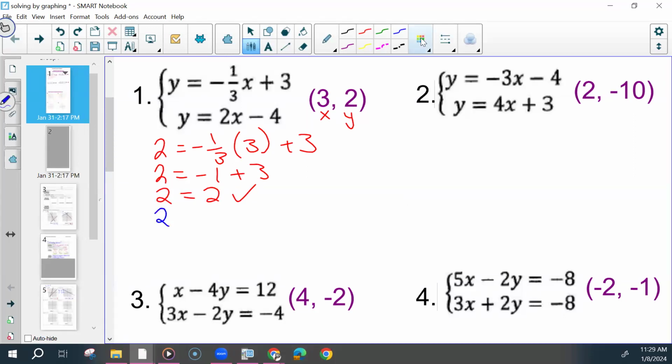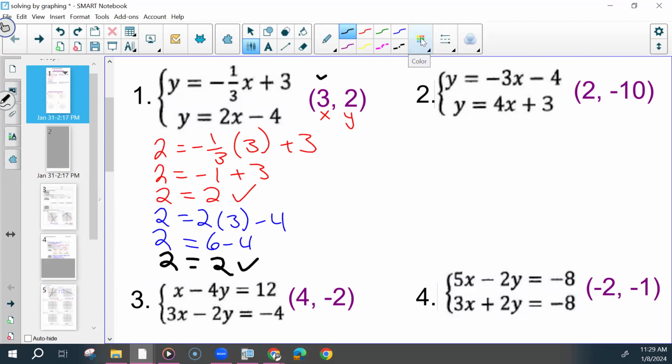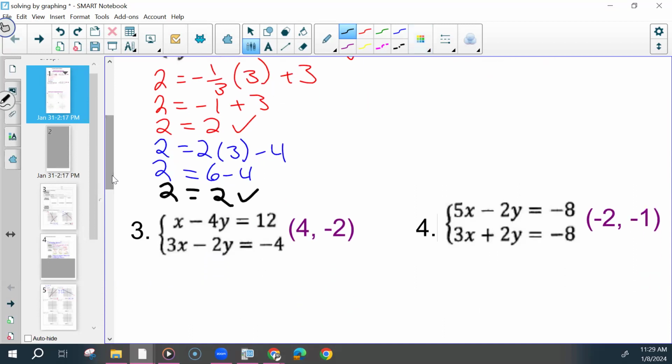So then we have 2 equals 2 times 3 minus 4. 2 times 3 is 6. And 6 minus 4 is 2. That also works. It works for both, so I can say yes, this is the solution. This would be the point that makes this true. Let's do another one. Number 3.